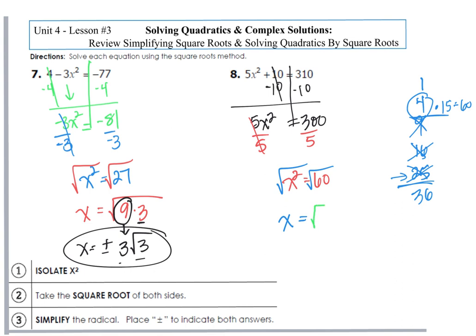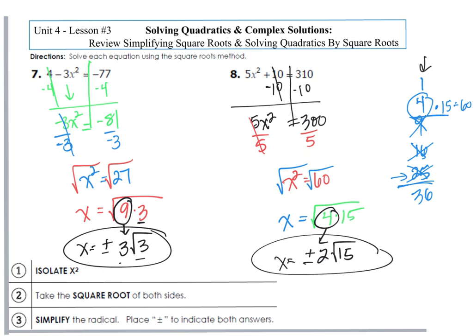So we're going to rewrite this square root of 60 as the square root of 4 times 15. The part we can take the square root of, again, that's the part that comes from the list, the perfect square. The square root of 4 is 2. 15 has to stay underneath because it's not a perfect square. Again, its factors are 3 and 5, both of which are prime. So there's no way to break that down any further. We're going to put a plus or minus sign in front of it. So x is equal to positive and negative 2 square root 15.